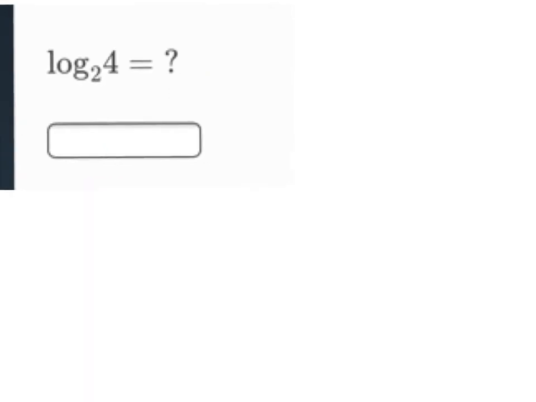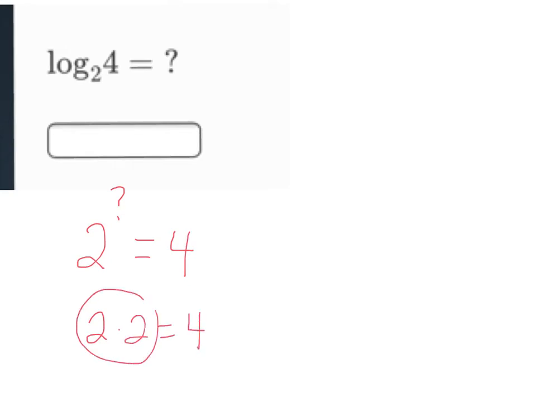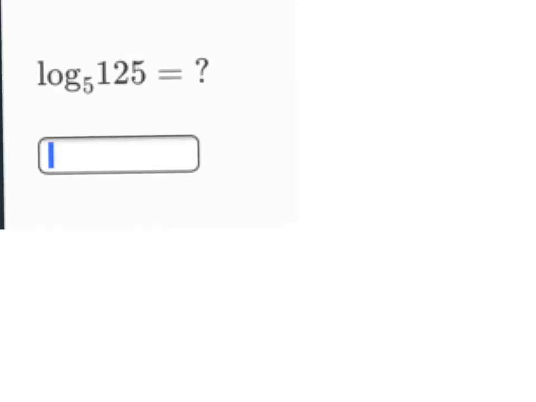So why don't you pause the video and see if you can do this one. Here we're saying log base 2 of 4 is what? So we're saying 2 raised to what power will give me 4? Well, 2 times 2 equals 4. And that's 2, 2, so we're saying 2 squared will give me 4. And so the answer here is 2, and what we're saying is 2 raised to the second power gives me 4.